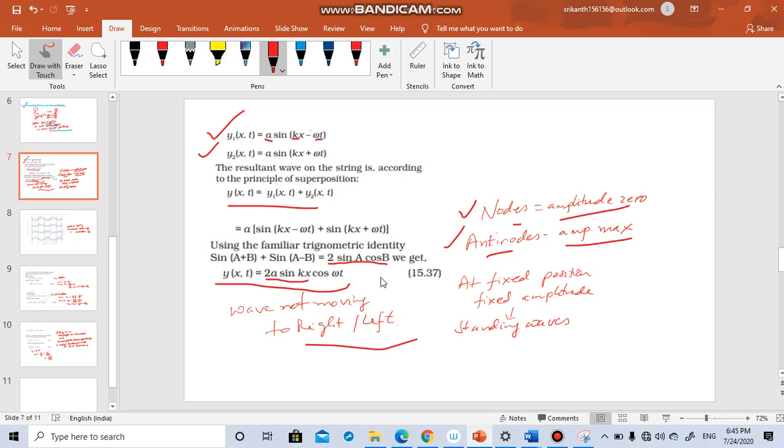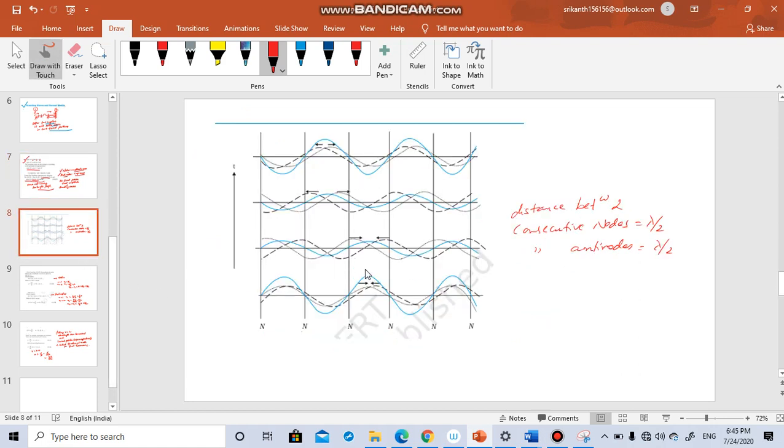So we have to identify these node values, where exactly they are created. The pattern is like this: left to right movement is there, and a return wave, right to left. All these N's are nodes, having minimum value 0. Here one important result we will get: the distance between two consecutive nodes is lambda by 2, and the distance between two antinodes is also lambda by 2. This we are going to derive, but this result you have to remember.